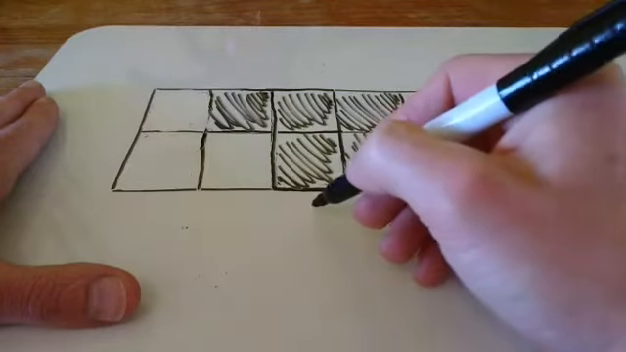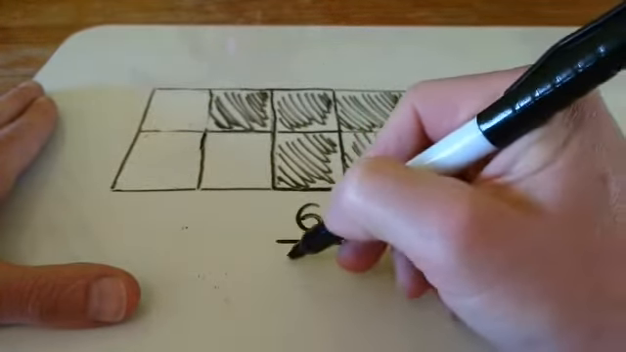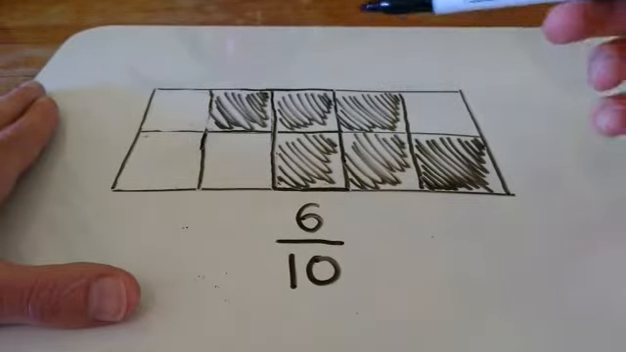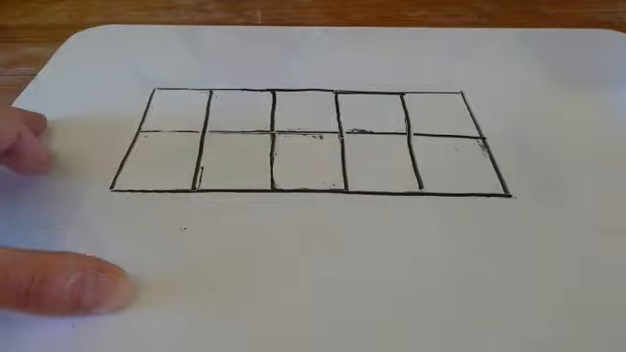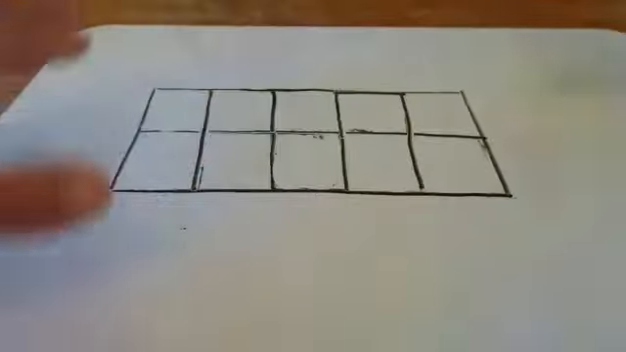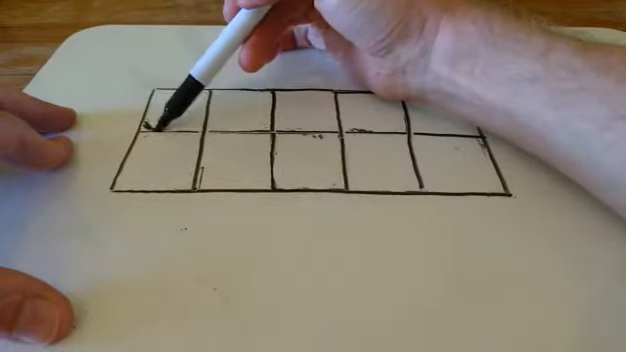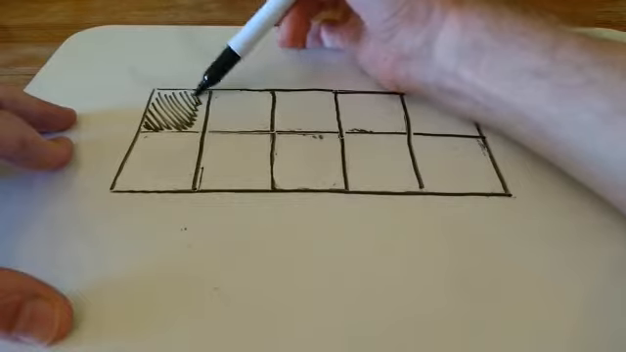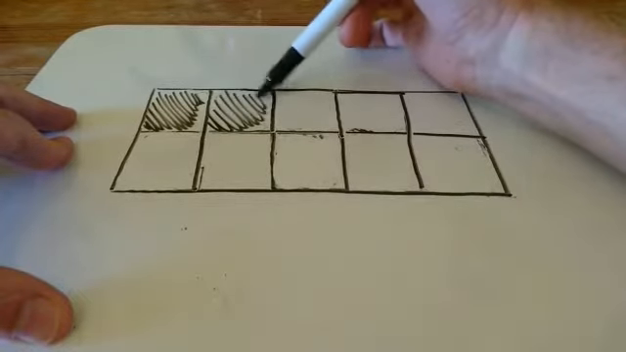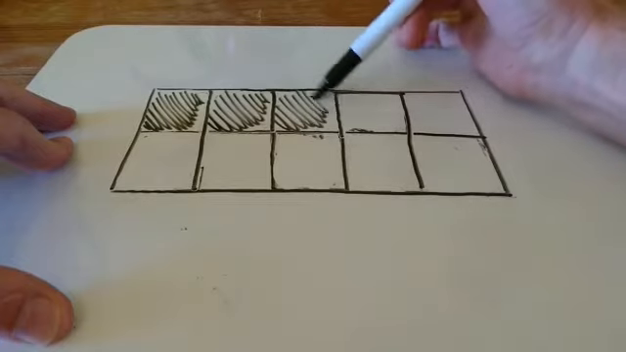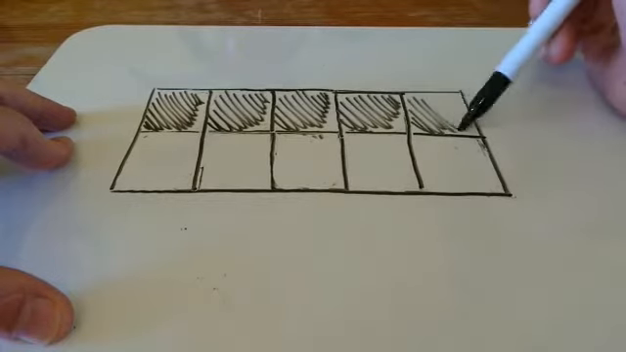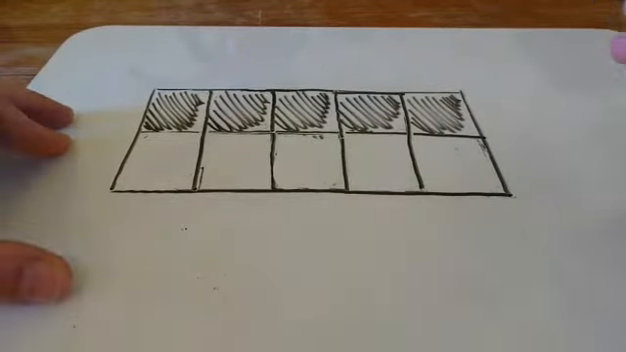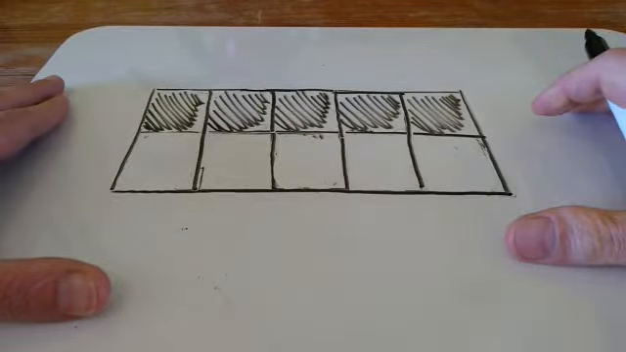Good. The answer is 6/10. Mr. Cottle's coloured in 6 pieces of this shape. Okay, here's another example for you. You ready? Here we go. Okie dokie. So when you're ready, pause the video and write down what fraction I have coloured in.